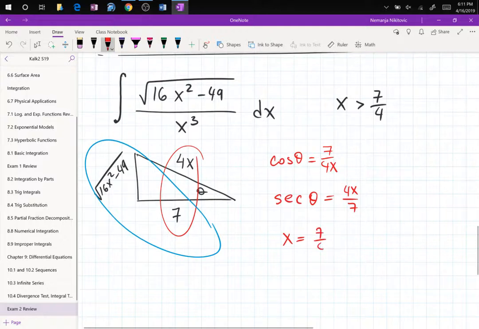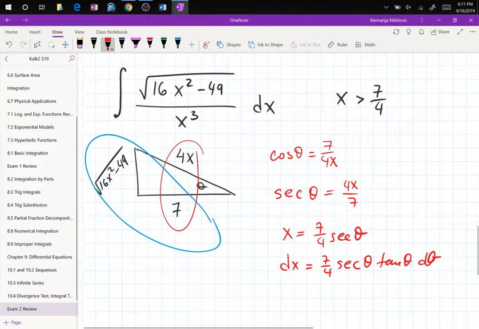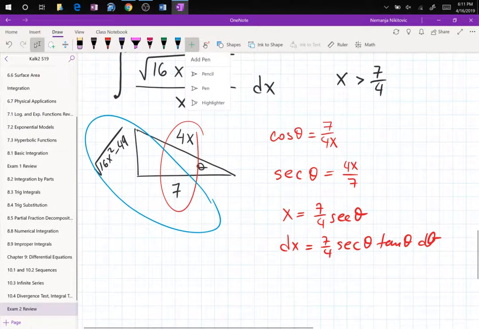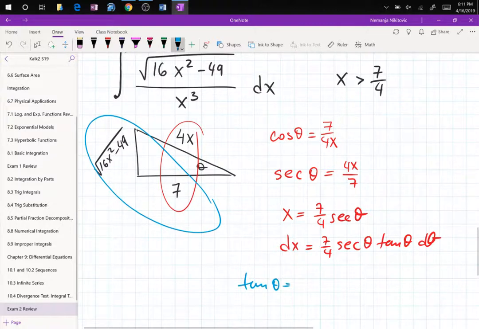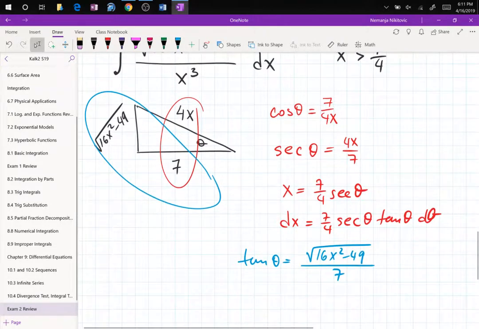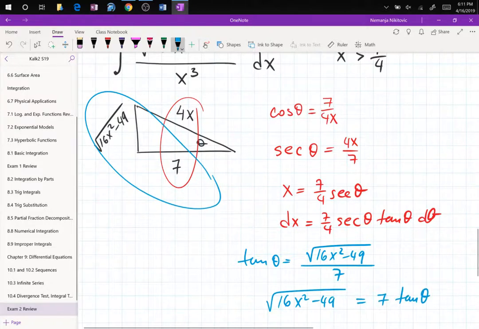From where x is equal to 7/4 secant theta. And dx is immediately 7/4, then derivative of secant is secant theta tangent theta. Very good. d theta at the end. So we are done with red. Now we jump into blue. The blue equation is going to be the tangent theta, which will be the square root of 16x squared minus 49 divided by 7. So the square root of 16x squared minus 49 will be replaced by 7 tangent theta.